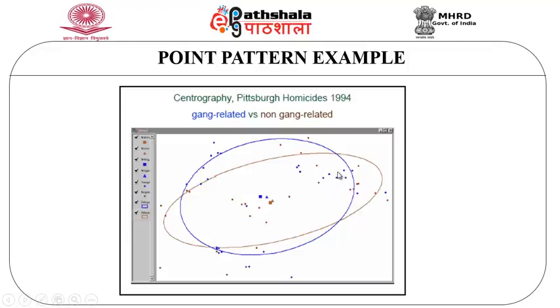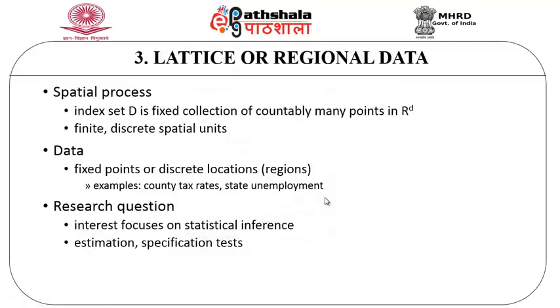Using this kind of point pattern analysis, it is possible for us to understand how the points are dispersed within this particular radius, how these two ellipses overlap with each other, and where exactly the point clusters are being formed. All these can be analyzed using this point pattern example.